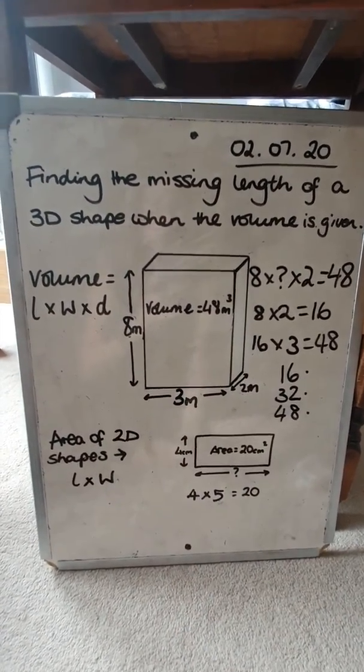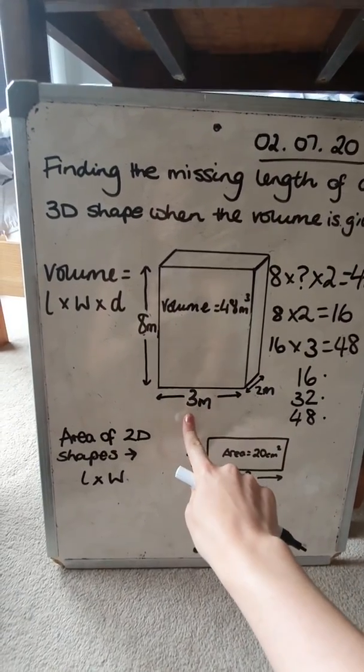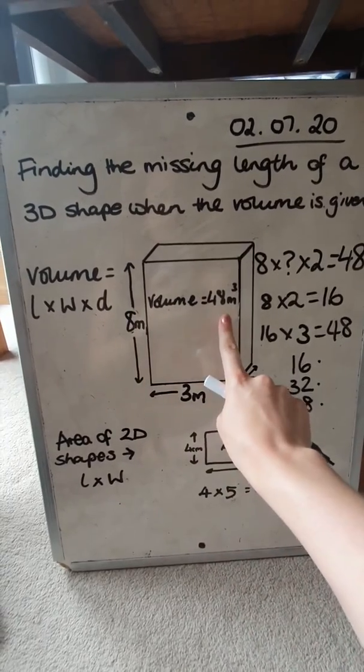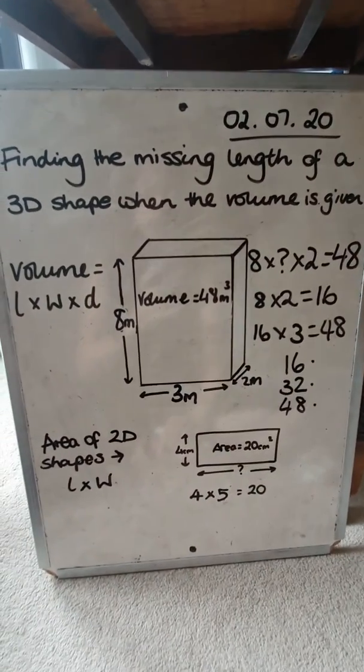Let's double check. 2 times 3 is 6. 6 times 8 is 48. So the volume is 48 meters cubed.